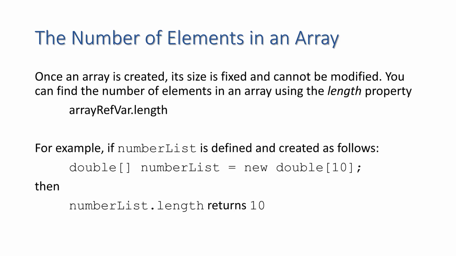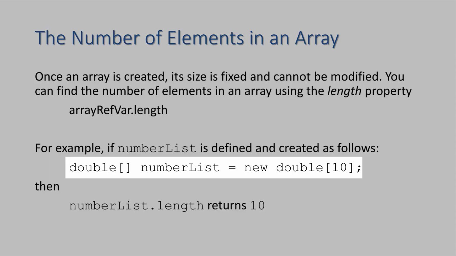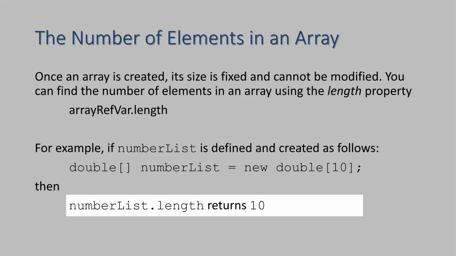Once an array is created, its size is fixed and cannot be modified. The length property returns the number of elements in an array. In the example code, number list references an array of 10 double elements. So numberList.length returns 10.